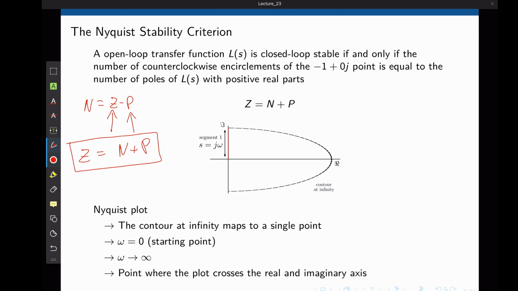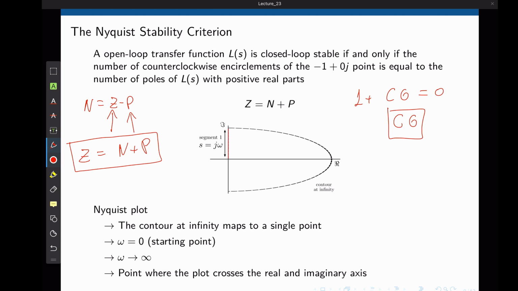This is not very practical because you now have to deal with the characteristic equation of the system, that is 1 plus the plant function times the controller. If you subtract 1 from 1 plus CG, we are left with C times G, and this is the open loop transfer function. The Nyquist plot or the Nyquist contour now, instead of encircling 0, will encircle -1, and thus the Nyquist stability criterion can be stated as follows. An open loop transfer function L of S is closed loop stable if and only if the number of counterclockwise encirclements of the -1 point is equal to the number of poles of L of S with positive real parts.